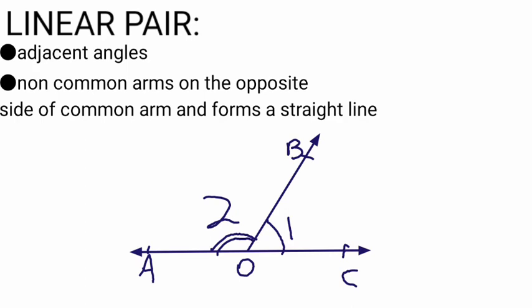So angle 1 and angle 2 are called a linear pair, and the sum of the two angles in a linear pair is always 180. That means here angle 1 plus angle 2 equals 180 degree. And I have told you previously, if the sum is 180 degree, what should we call it? We call it supplementary angles.